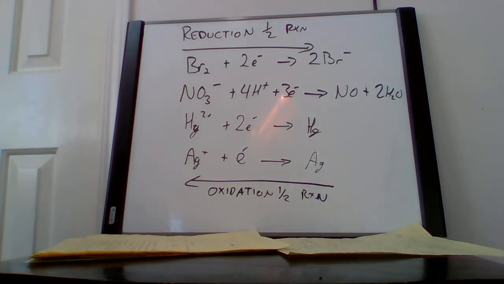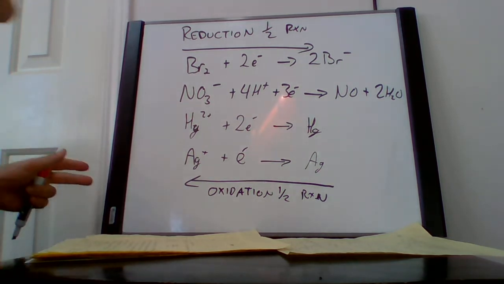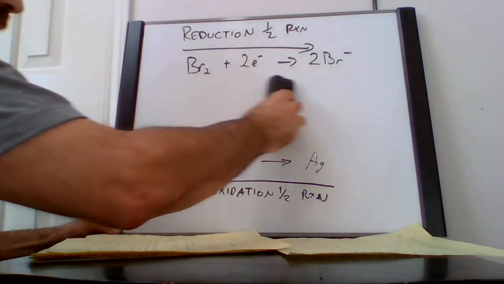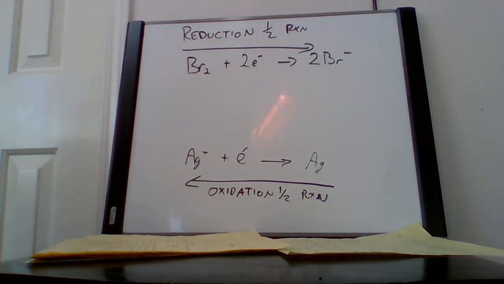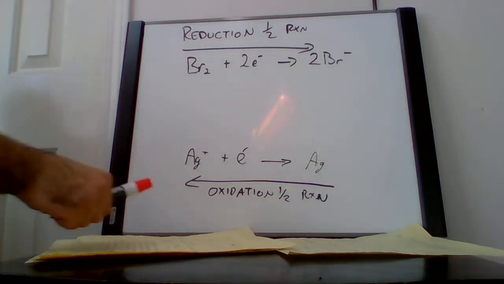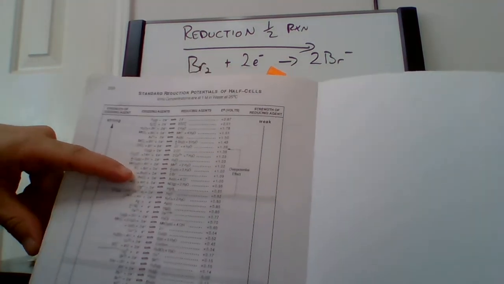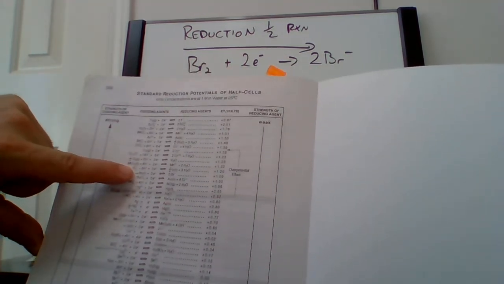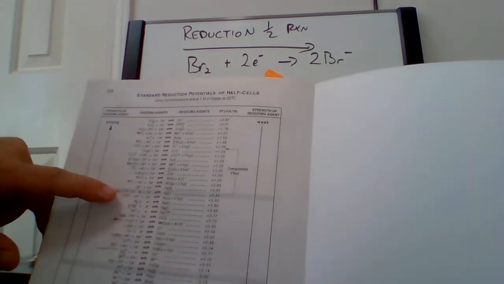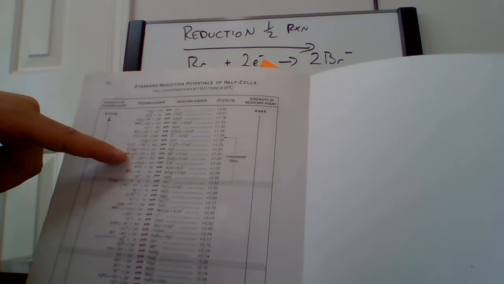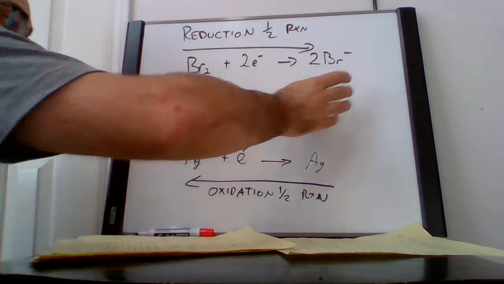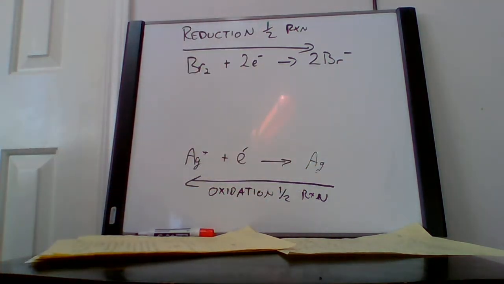Okay, and we can take 2 of these. I am going to just wipe out this middle section here, and I'm just going to look at these top 2. And if we look on that chart, let's pull that out again here for a second. Okay, we see that our bromine is up here, and our silver is down here. Okay, so with our bromine being up on the top, it is more likely to undergo our reduction, and our silver is more likely to undergo the oxidation.